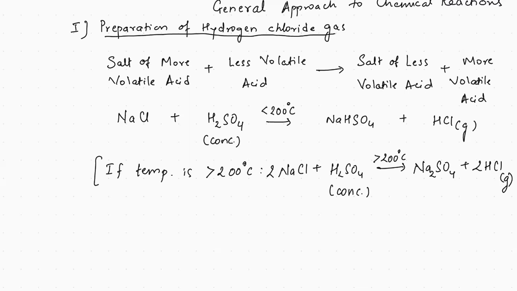So this is the main reason why the temperature of the reaction cannot exceed 200 degrees Celsius. I'm repeating the main reason. If temperature exceeds 200, sodium sulfate is formed, which sticks to the glass apparatus, and being a bad conductor of heat, prevents further reaction from continuing.